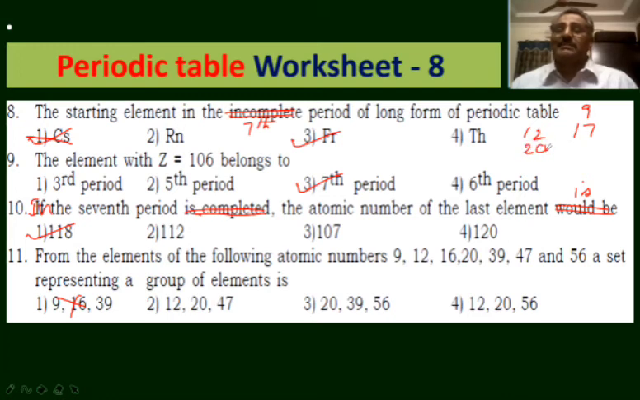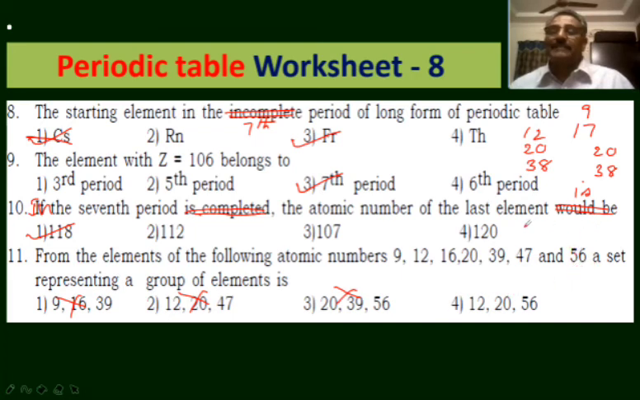If the atomic number of second element is 20, the atomic number of third element will be 20 plus 18, that should be 38. But here 47 is given, so this is also not right. Let us go to the third option. If the atomic number of first element is 20, the atomic number of next element is 20 plus 18, that is 38. So here 39 is given. So third option is also not right. Let us go to the fourth option.